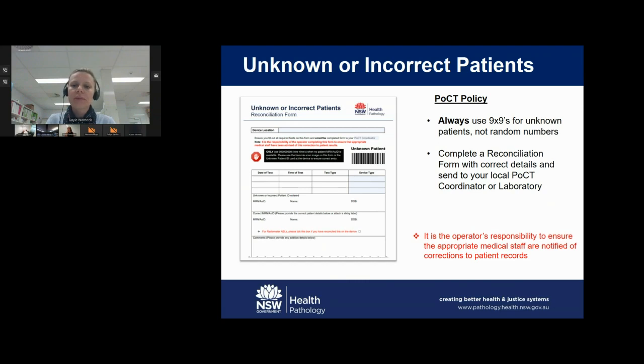It's also really important that we use the 9/9s process and not use a date of birth or some other number, as those dates of births can actually match up to other patients within the system. So if you are unable to identify a patient for some particular reason, maybe EMR's down and you can't actually access their information, or you have no idea who the patient is, you can use this unknown process.